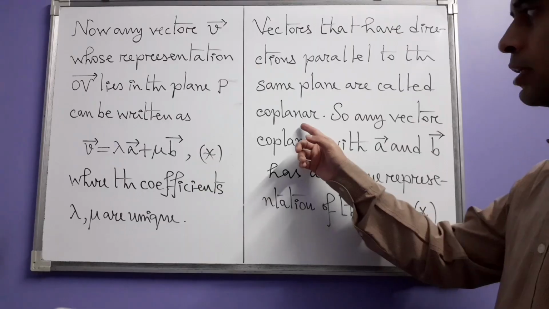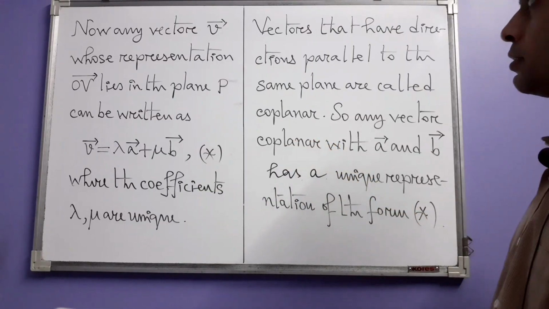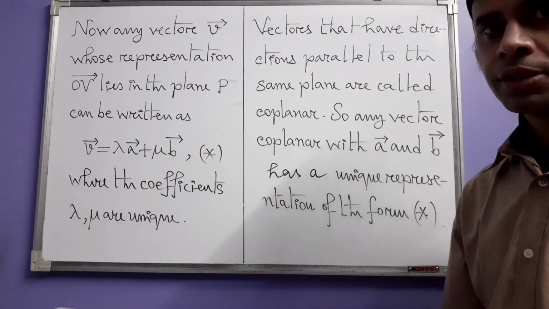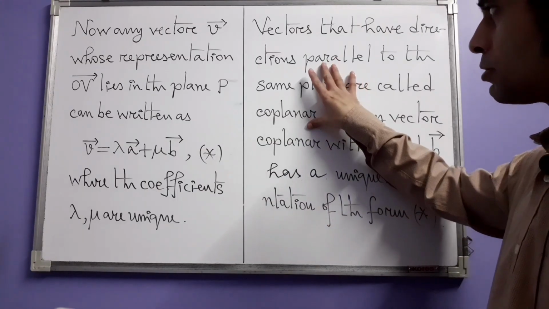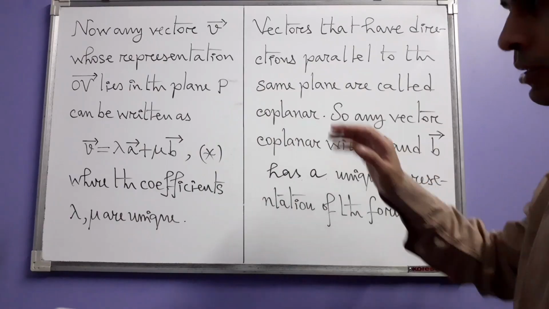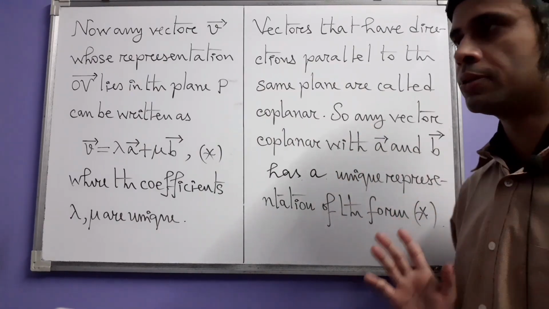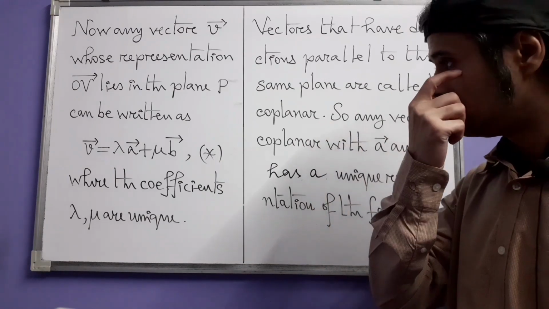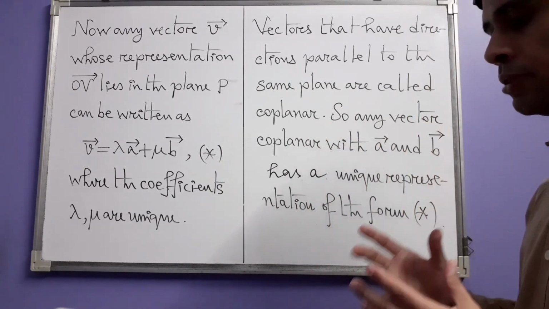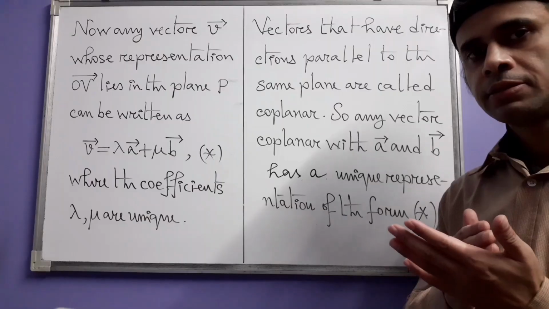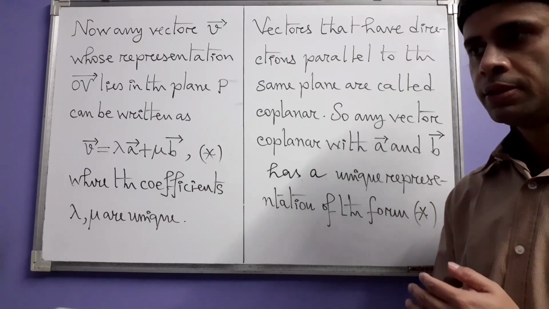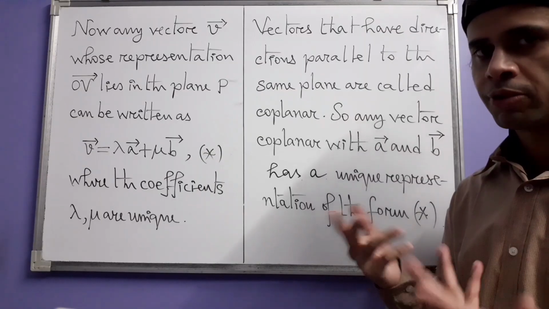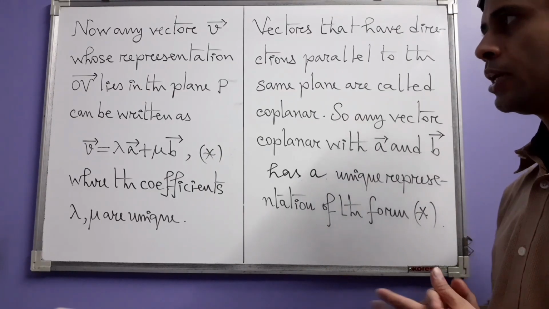Now next we have the notion of coplanar vectors. Vectors that have their directions parallel to the same plane are called coplanar. It sounds like a simple statement, but let's try to figure it out. You have some abstract vectors in space in whatever way they can be. Now you think of their geometric representations as directed line segments. So the directed line segments are in space according to what vectors they are representing. They have some directions.